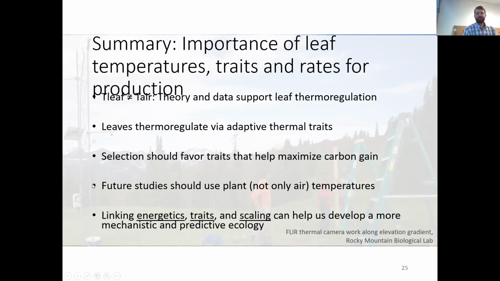One of the huge implications here that we're still trying to understand how to implement is that in our further studies, as we all move on, we really need to start using measured plant temperatures and not only air temperatures, especially if these are diverging largely. And finally, linking energetics, traits, and scaling is a very promising area of work, and I think if we focus here, it will help us develop a more mechanistic and predictive ecology.